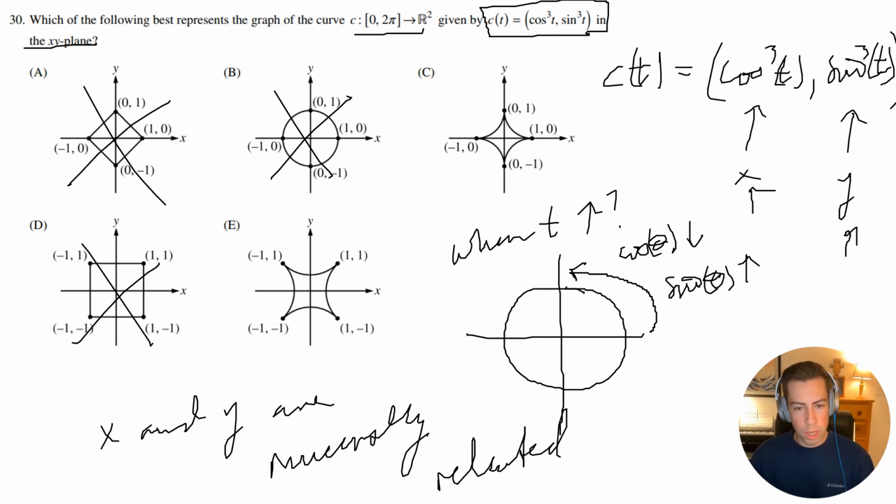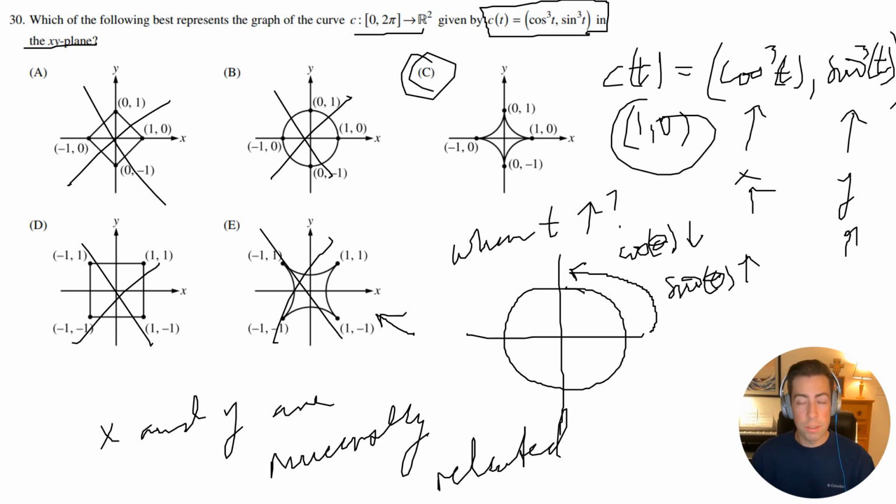So if t is equal to 0, well then I'm going to get 1 and 0, right, when t equals 0. So that point right here does not even exist on this graph. So this graph cannot be the correct answer. So in that case, the correct answer has to be C. Hopefully that makes sense. I'm sure there might have been an easier way to solve it.